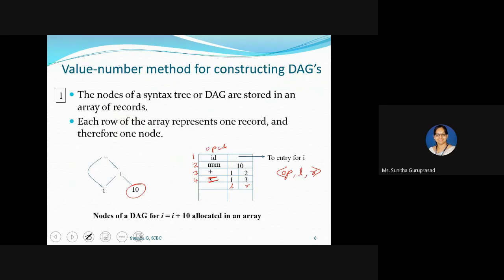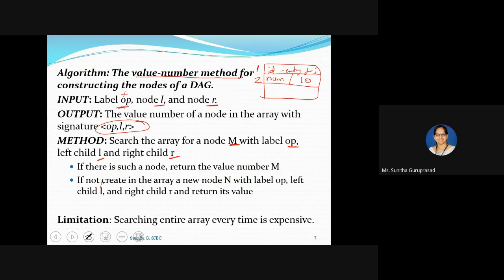Next you have a plus. Plus has a left child i and a right child 10. Entries 1 and 2 are already done. Plus has to be given an entry in the array, with the left child as 1 and the right child as 2. So if not found, create a node N with label OP, that is plus, left child L and right child R, and return its value. The value is 3. This is the value number. For each and every node, you have to return the value number.